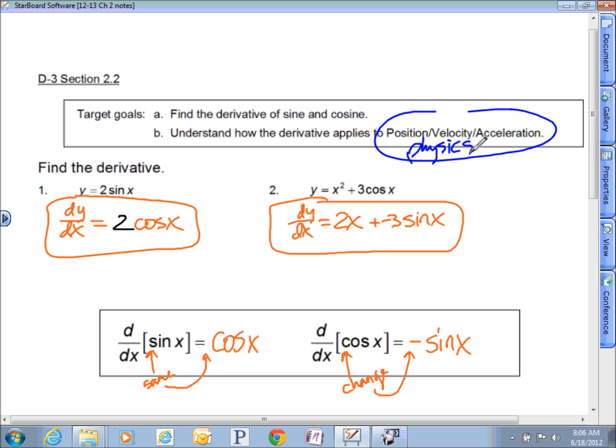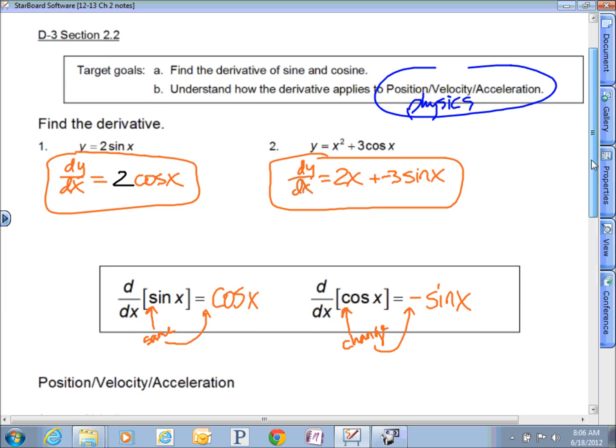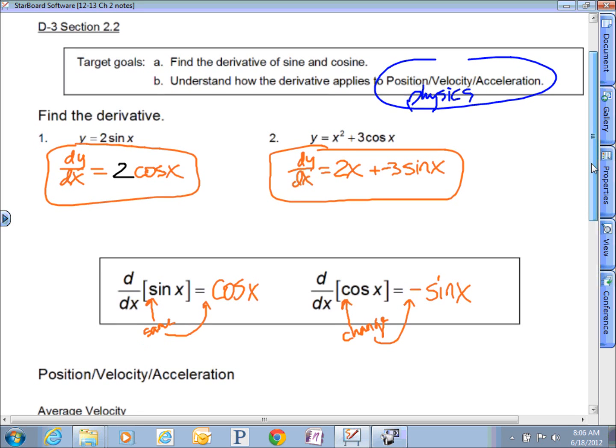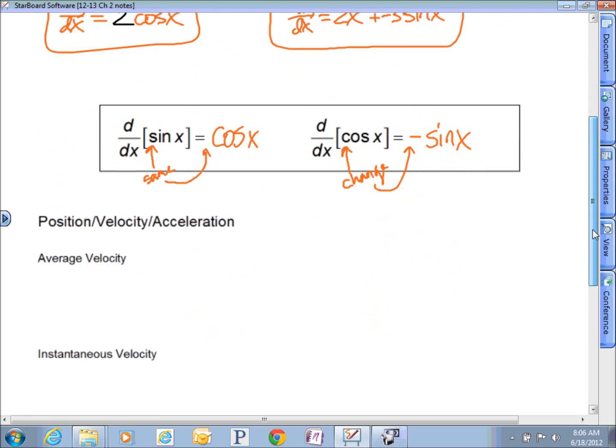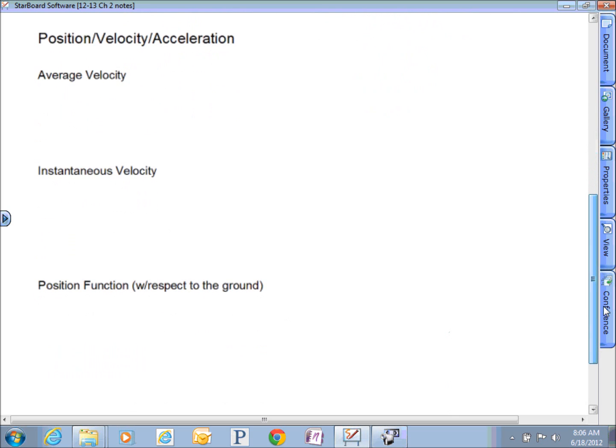Well, this is not a physics class, this is a calculus class, but calculus relates to physics very, very well. I'm going to be worried about how the calculus works, not necessarily so much about how the physics works. We're going to give you some very, very basic physics. Those of you that are in physics are going to have a little bit of an advantage, but not much, because I'm going to be worried about the calculus part of it rather than the physics part of it. All right, so position, velocity, acceleration.